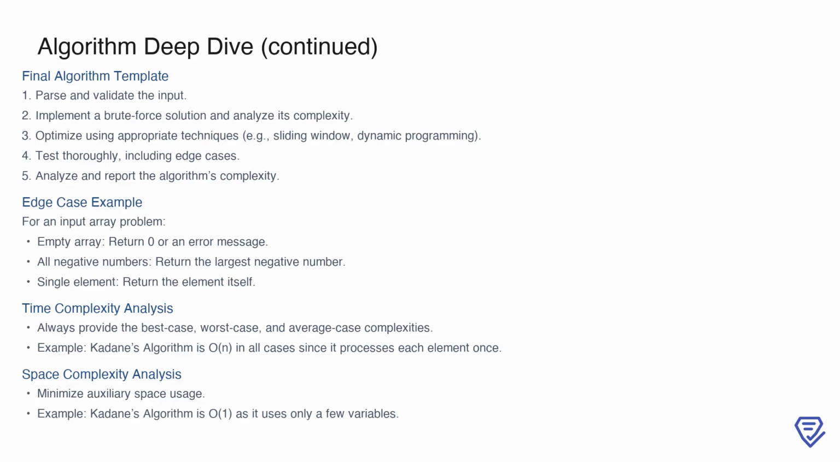For example, Kadane's algorithm, used for the maximum sum subarray problem, has a time complexity of O(n) in all cases since it processes each element once, and it uses only O(1) auxiliary space for its variables. This systematic approach ensures both correctness and efficiency.